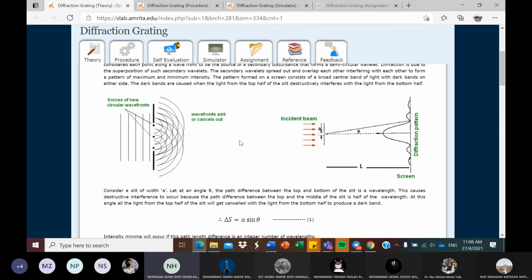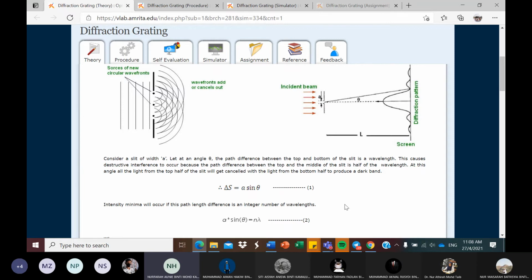Okay, we consider a slit of width a. The path difference between the top and the bottom of the slit is a wavelength. So when I'm talking about the dark band here, the destructive interference occurs because the path difference between the top and the middle of the slit is half of the wavelength. At this angle, all the light from the top half of the slit will get cancelled with the light from the bottom half to produce the dark band. Okay.